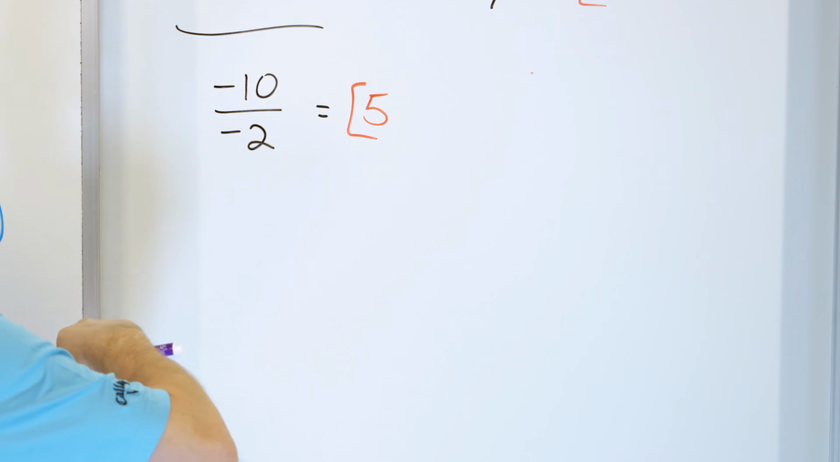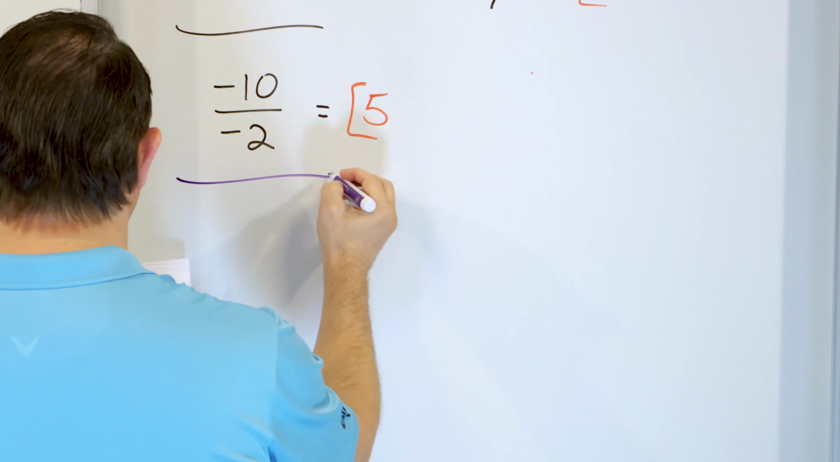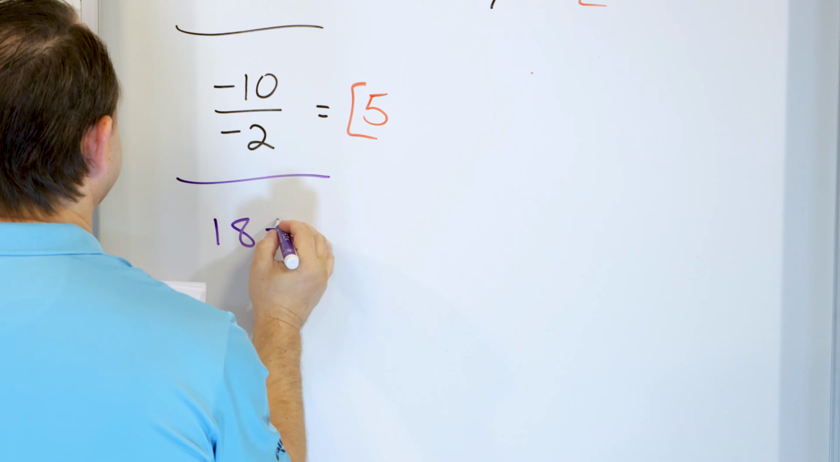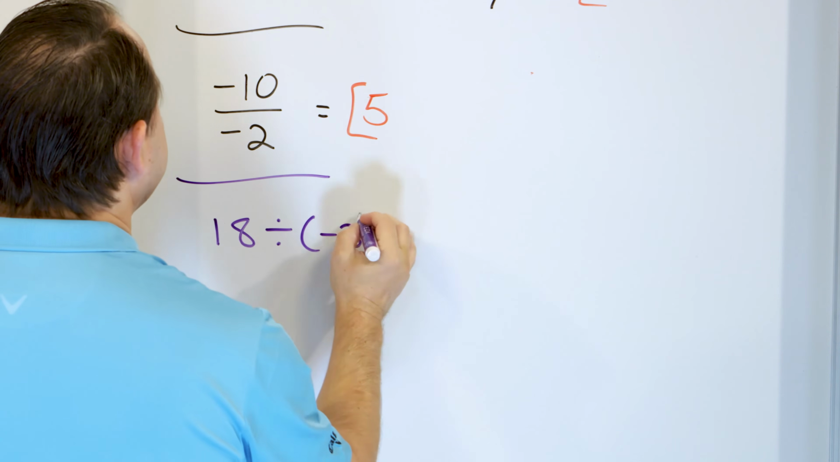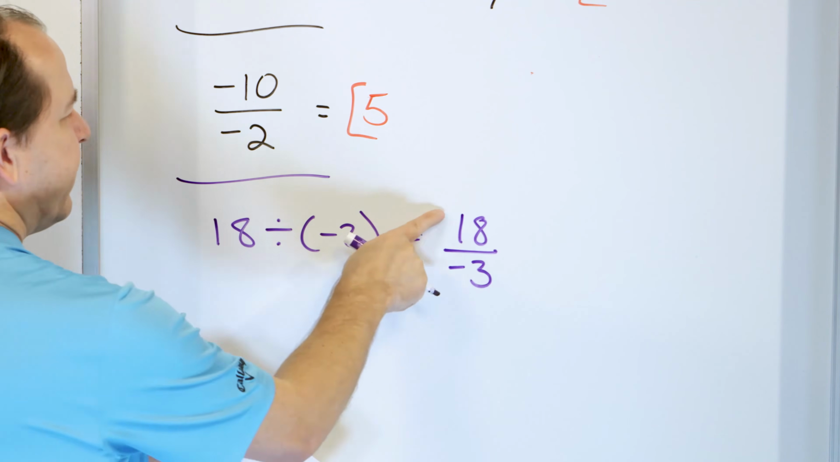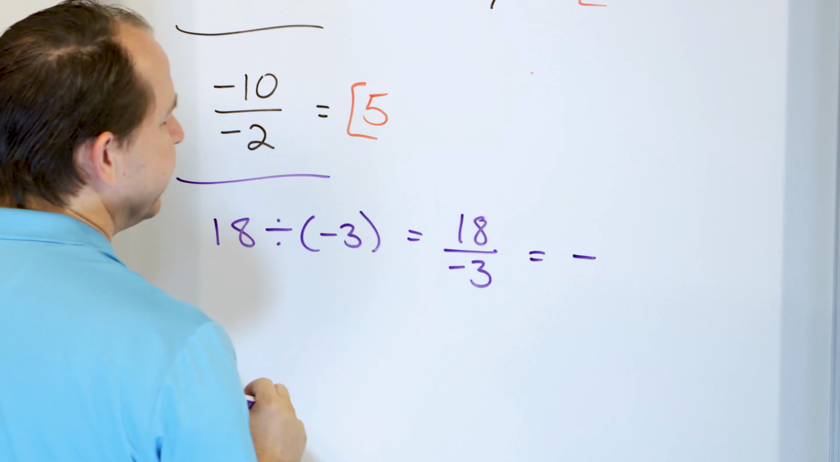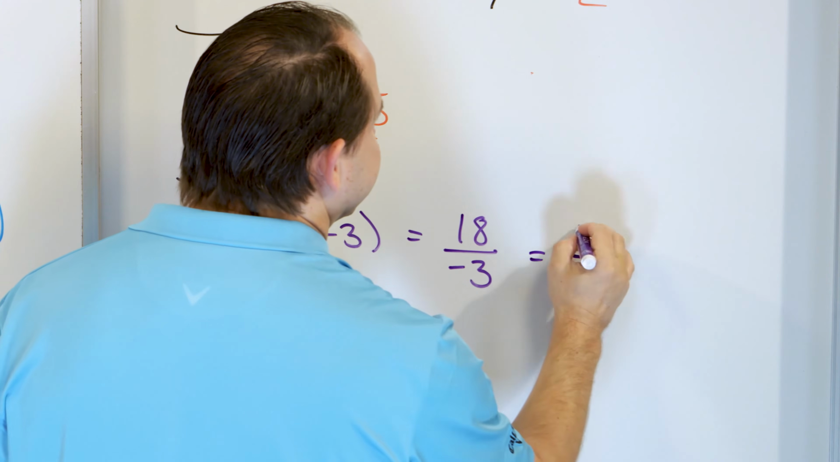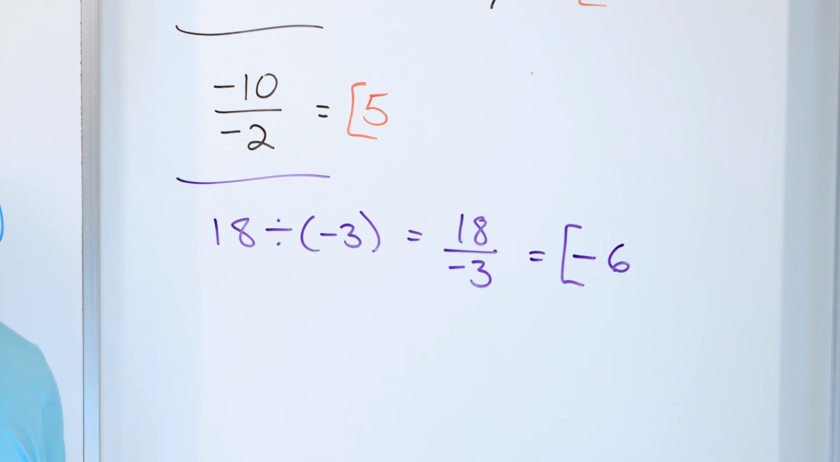All right, only 2 more questions. What about 18 divided by negative 3? We want to write it as a fraction, 18 over negative 3. We have different signs here, so the answer has to be negative. 18 divided by 3 is 6. So we get an answer of negative 6.